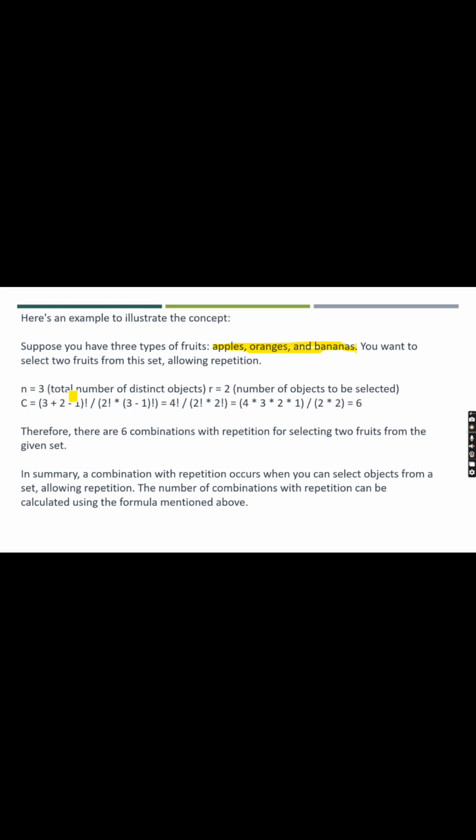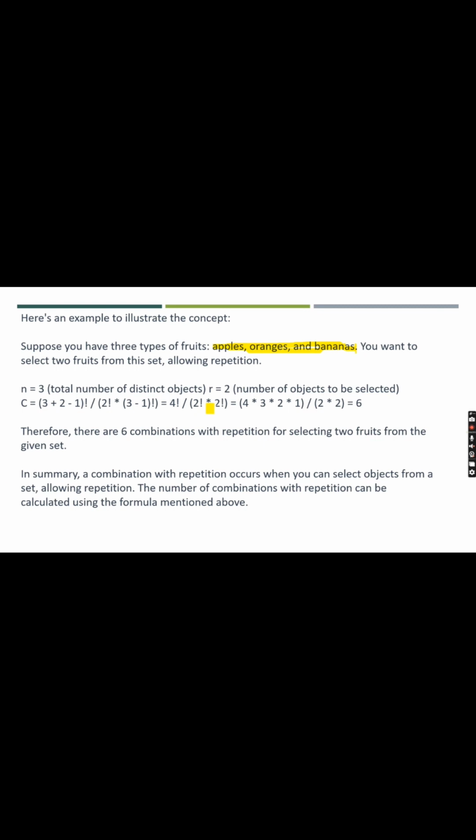N equals 3, total number of distinct objects. Yan yung apples, orange, and bananas. R equals 2, yung pinili mo na object guys. Number of objects to be selected. C equals (3 plus 2 minus 1) factorial, over 2 factorial times (3 minus 1) factorial.